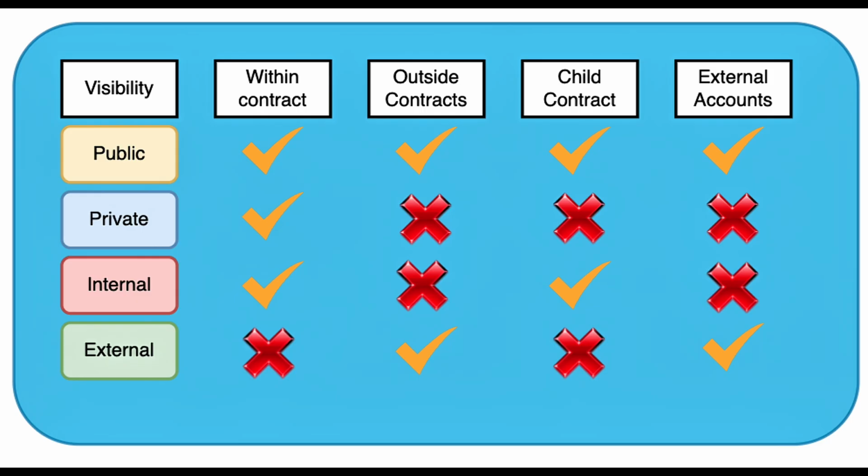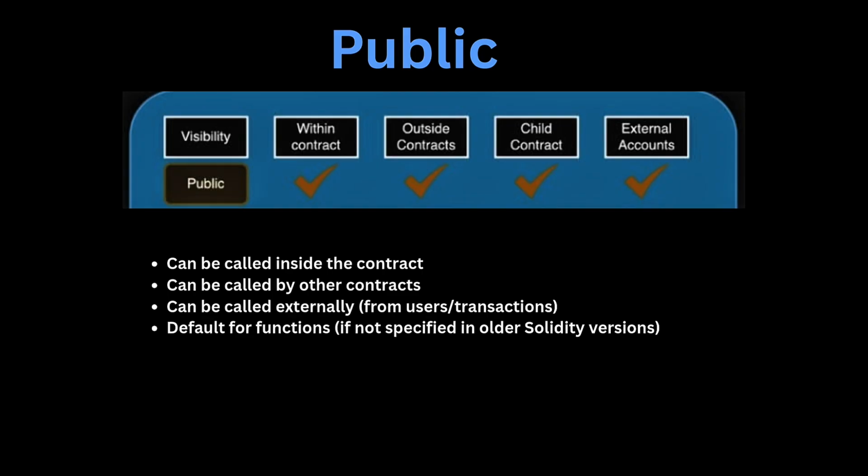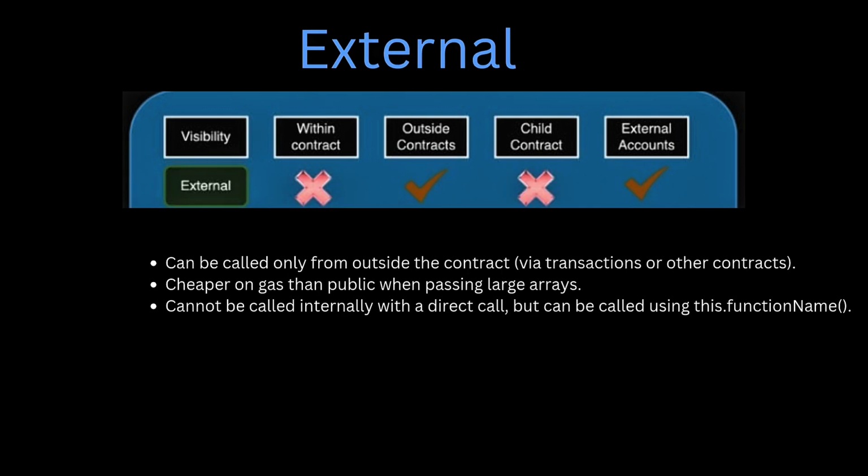Now let's talk about function visibility, who can call the function. Solidity has 4 visibility specifiers that control who can call a function. Public: any external caller, including other contracts or transactions, can call this function. It's also callable internally. Public is the default visibility if you don't specify. External: only other contracts or external transactions can call this function. You cannot call an external function internally by just its name, except by using this.functionName. Think of it as an external API endpoint.